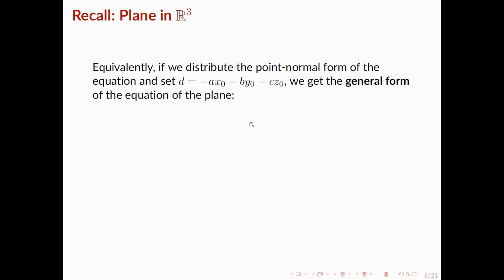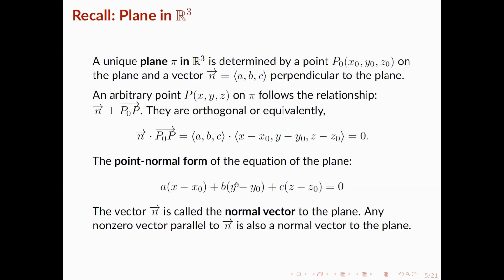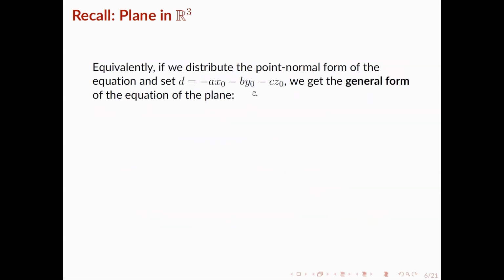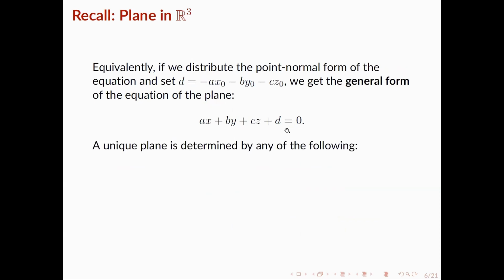Equivalently, if we distribute the point normal form of the equation and we set d to be the sum of the constants here, in this case, negative a x naught, negative b y naught, and negative c z naught, we can get the general form of the equation of the plane. That is given by ax plus by plus cz plus d equals 0.